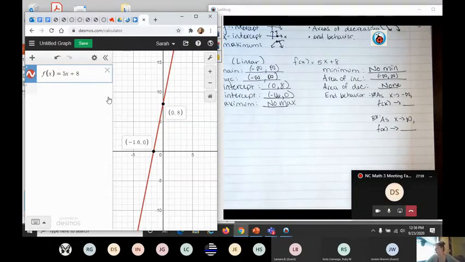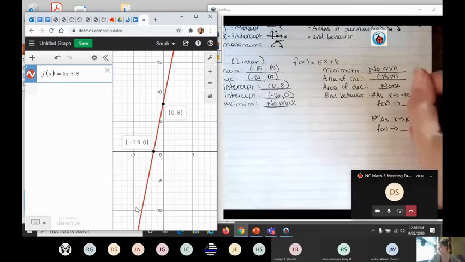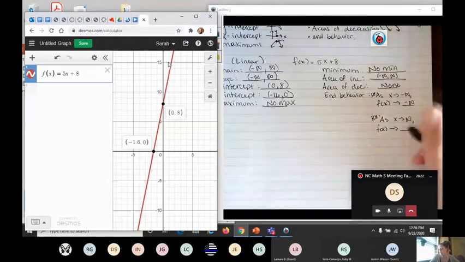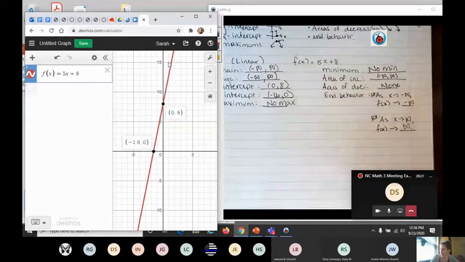Yes. Okay, so as x moves left, what are my y values doing? So as I move along this line this way, what do my y values do? Decreasing. Yeah, so they're going to approach negative infinity. And what about if I move right? So if I go up, what do my y values do? They're increasing. Yeah, which means we approach positive infinity. Very good. Thank you, Daisy. Okay. So that is it for our linear function. We have found all of the key features.